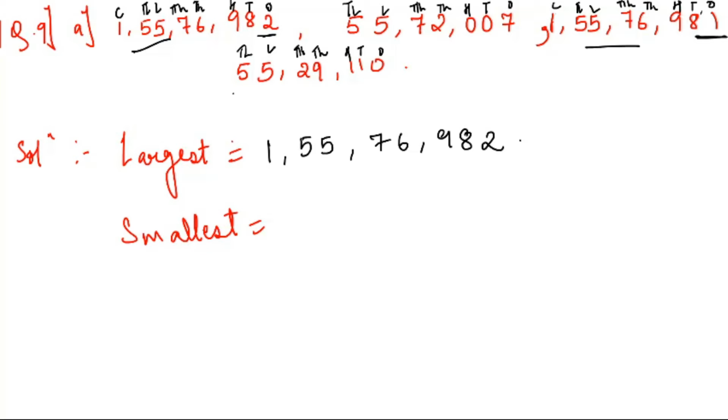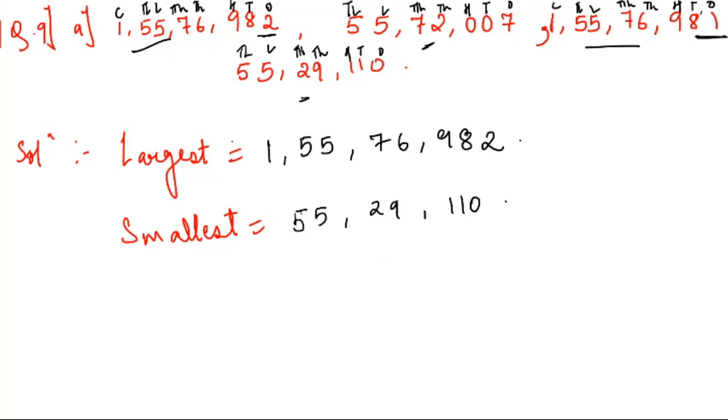Which one is greater, 29 or 72? Yes, 72. So we have to take the smallest. So which one we will take? This one, 55 lakh 29,110. So this is the method to write the smallest and the largest number. Other sums you will do on your own. And just give me your book so that I can check it and return it to you.